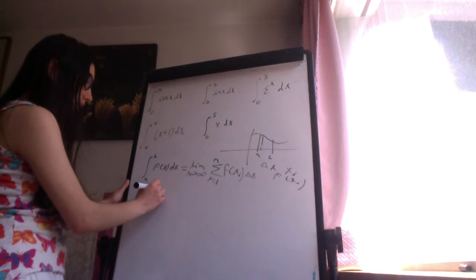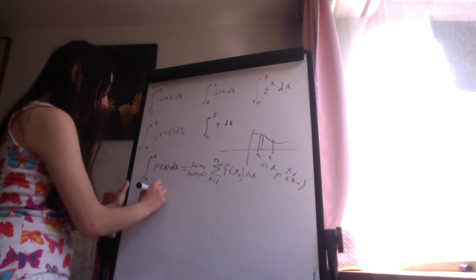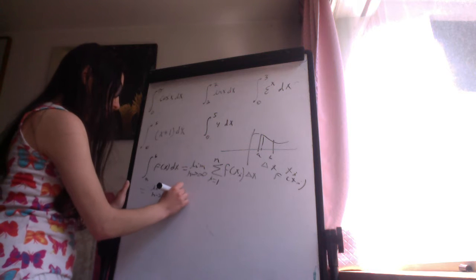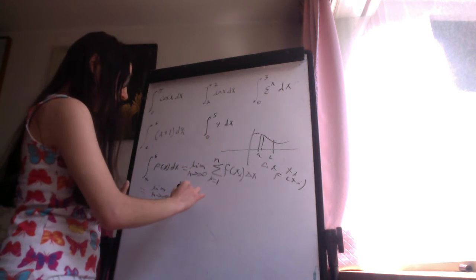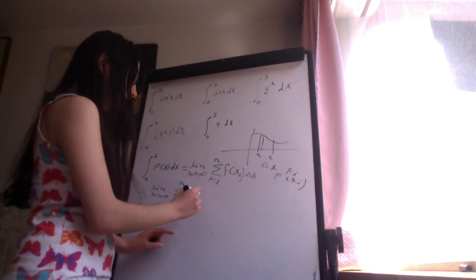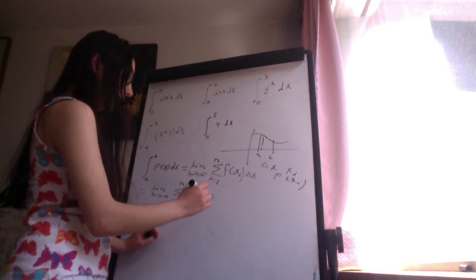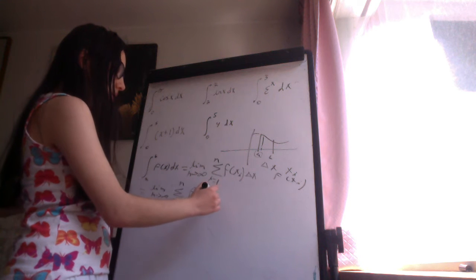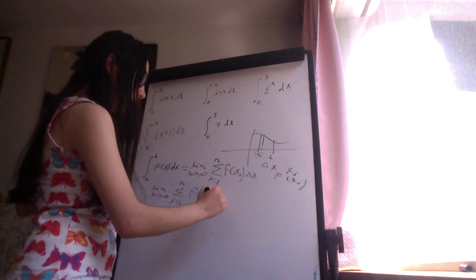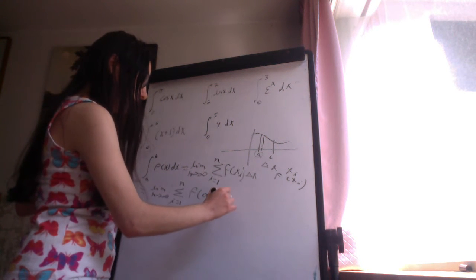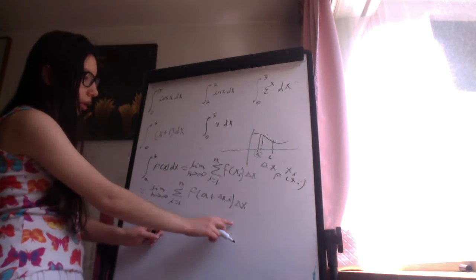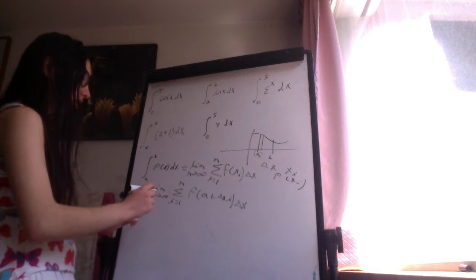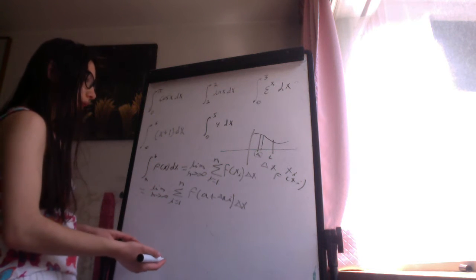This, remember, is the same as the limit as n approaches infinity of the summation from i equals 1 to n of f of x sub i. x sub i is a plus the interval delta x times i, and then times delta x. This is the traditional way for the right Riemann sum.